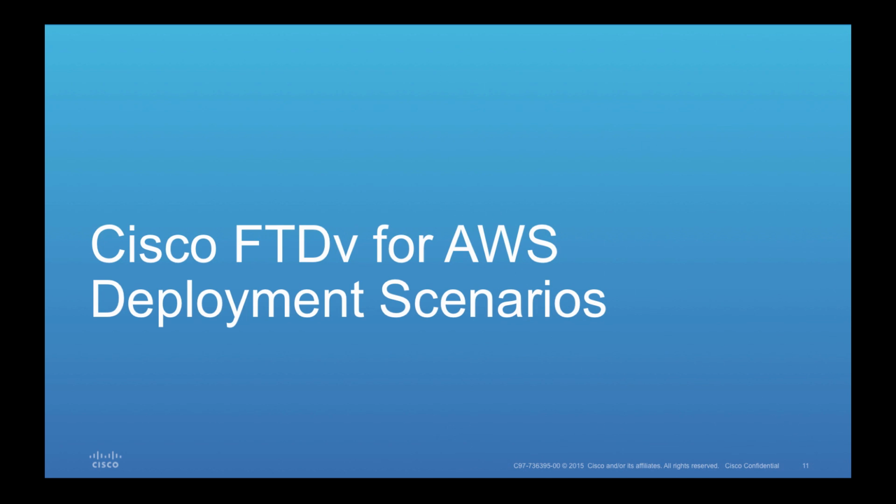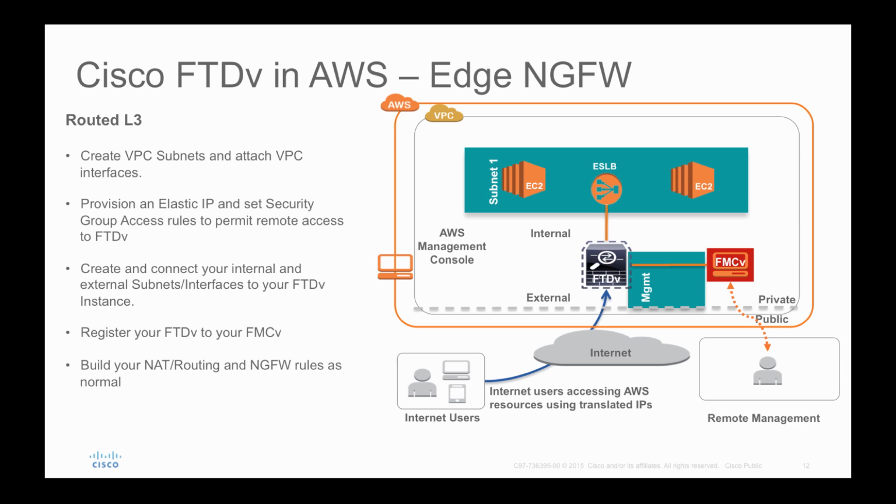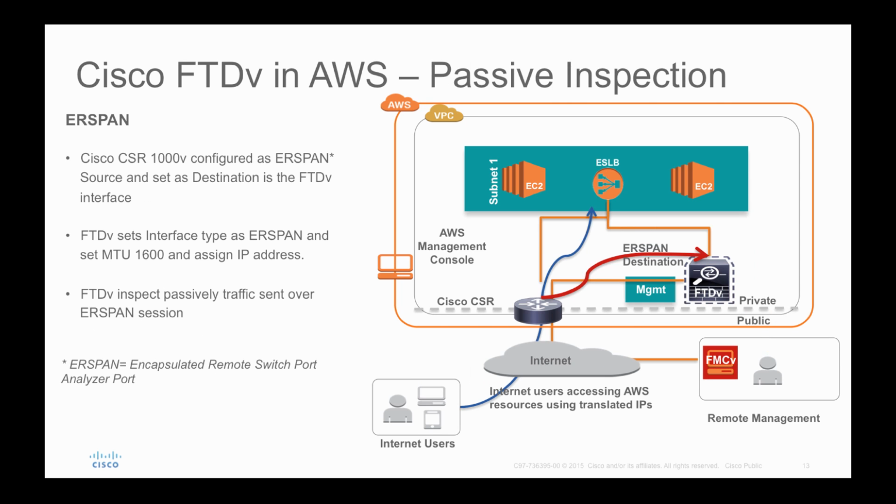And let's talk a little bit about deployment scenarios. We have edge firewall deployment use case, where you can deploy FTD as your edge firewall and configure NAT and security policies on FTD, and users from outside will access internal servers using the NATed IP address. So routing, NATing, and security policies are handled on the FTD. And FMC will control FTD. For management access, you need an elastic IP address on both devices, FTD and FMC.